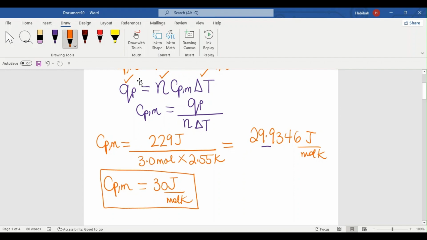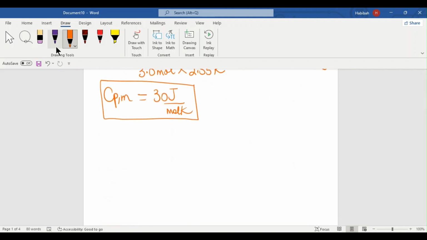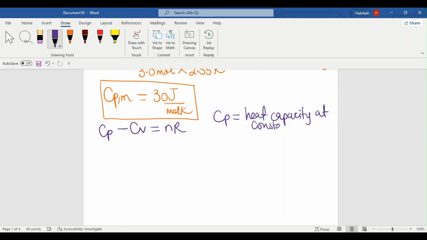Now you may be thinking, how do we solve the molar heat capacity at constant volume? Because we're given that as well. But the good thing about it is that there is a formula that works for this perfectly. So this formula is just called C_P minus C_V equals nR, where C_P is heat capacity at constant pressure, as well as C_V is heat capacity at constant volume.